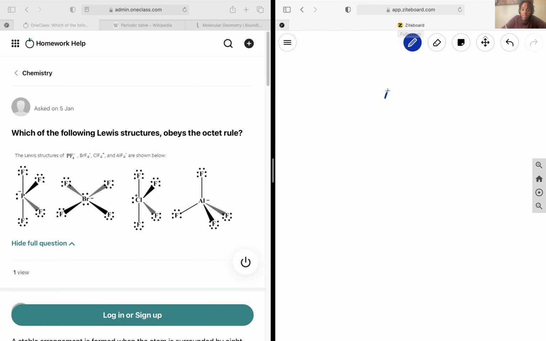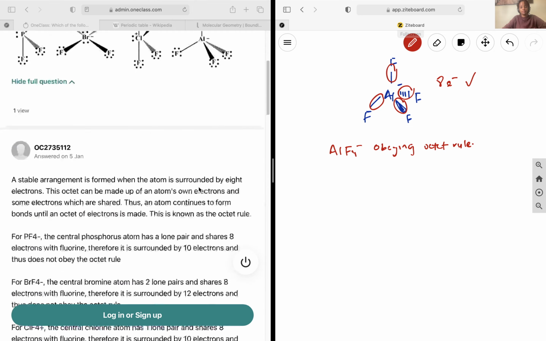And now lastly, let's check our last one. Here I have 2, 4, 6, 8. So I do have 8 electrons around it, which means that it is following the octet rule. So the correct answer is AlF4 minus is the only one obeying the octet rule. And that's going to be your final answer.